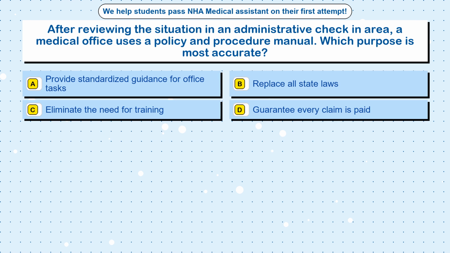Question 33. After reviewing the situation in an administrative check-in area, a medical office uses a policy and procedure manual. Which purpose is most accurate? Option A. Provide standardized guidance for office tasks. Option B. Replace all state laws. Option C. Eliminate the need for training. Option D. Guarantee every claim is paid.